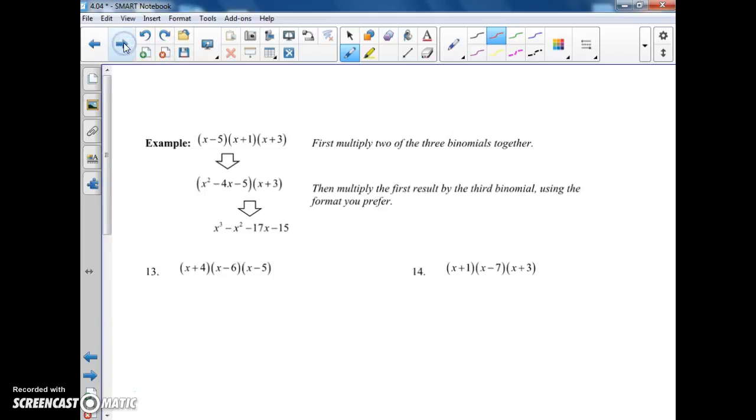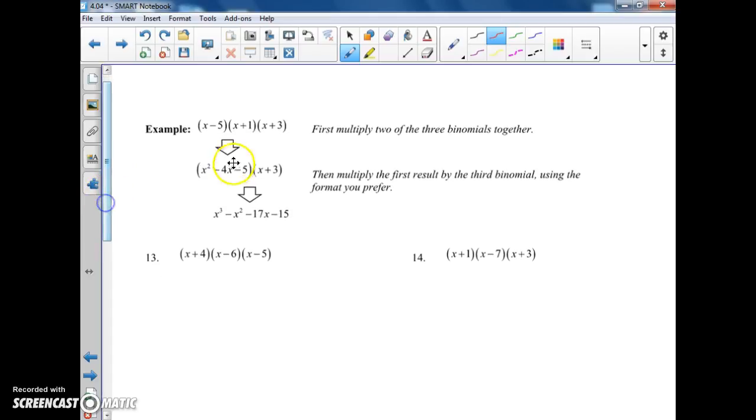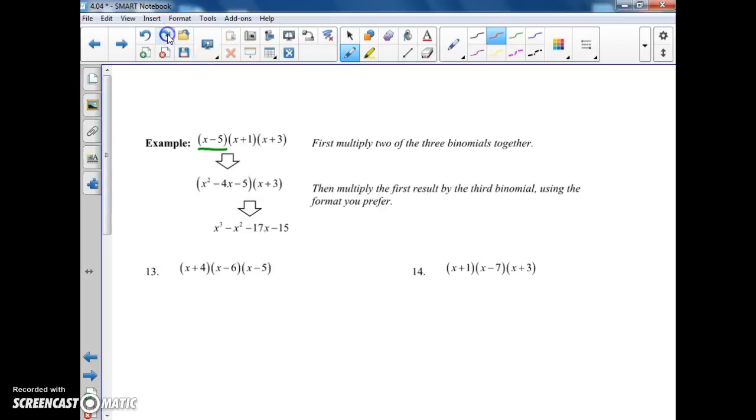All right, now, here's something you haven't seen before. It's simple, but you haven't seen this. Now you've got 3 of them. Let me go to this. 1, 2, 3 of these, okay? So when you've got 3 binomials, what you got to do is this. It's just common sense. You're only going to take 2 of them and multiply them together.